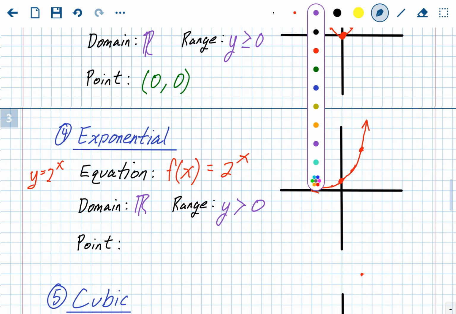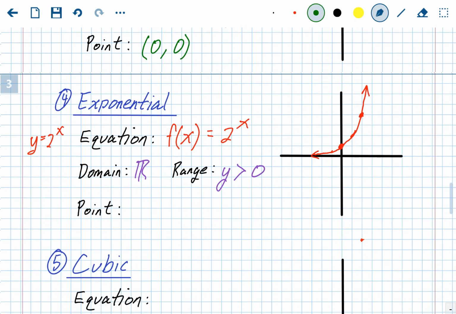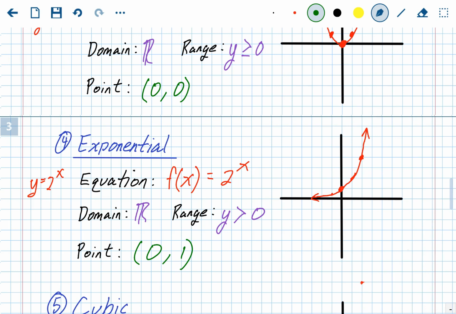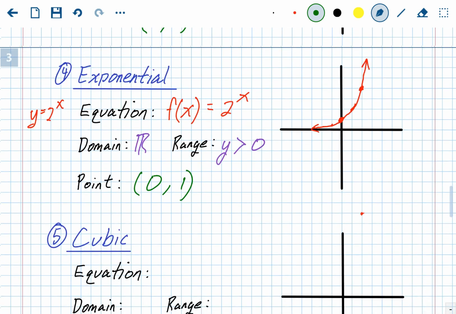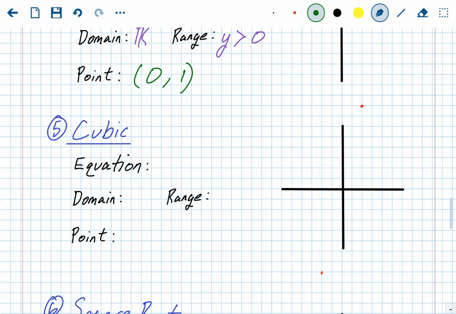All right, and then the point for an exponential is going to be the y-intercept. Now again, the y-intercept on this isn't the origin. It's the point 0, 1. All right, now those 4 are all the algebra 1 functions that we deal with. We're going to do a couple others just to show them, introduce them.